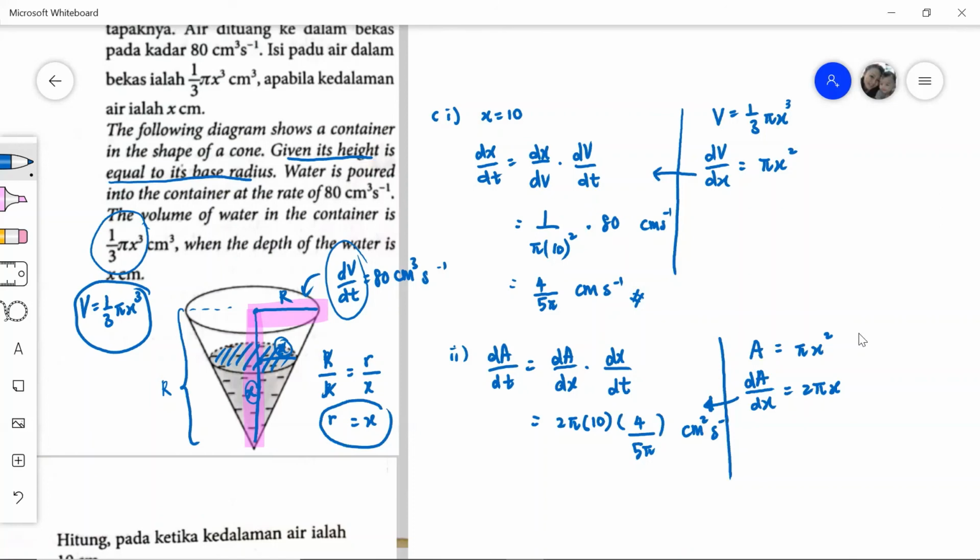So we simplify. 5 pi divided by 5 on both sides, up and down. So we're left with 2 here. So 2 times 2 times 4, 16. So we have 16 cm squared per second. Okay, that's it for question number 31.